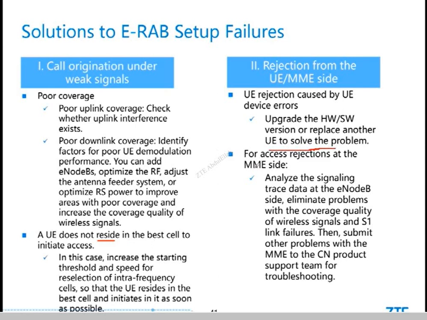Okay, or if you receive the rejection from the MME side, you can just analyze signaling from the eNodeB side and estimate the problem with the coverage quality and S1 link features. So if those two parts are normal, now you can just move your problem to the core network team.